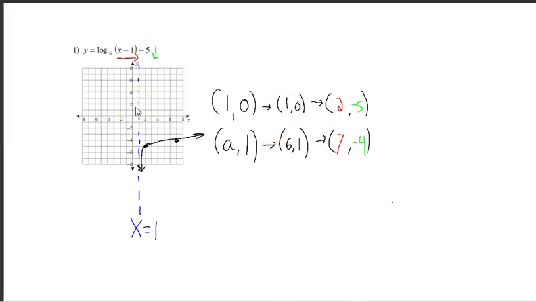Now since I moved to the right 1 unit, I will also need to move the asymptote to the right 1 unit, making it a 1. Notice how I have a vertical line here, and it is labeled.